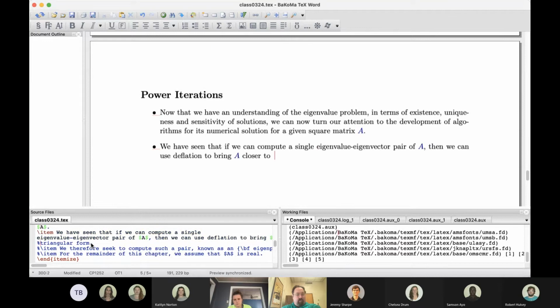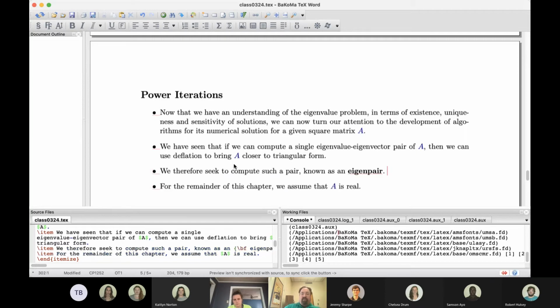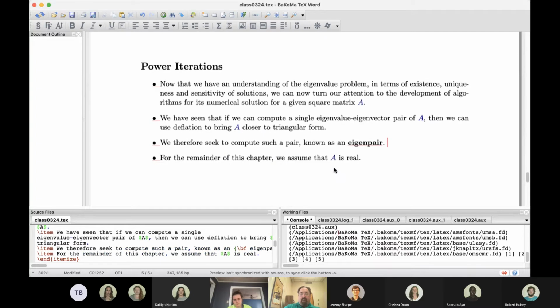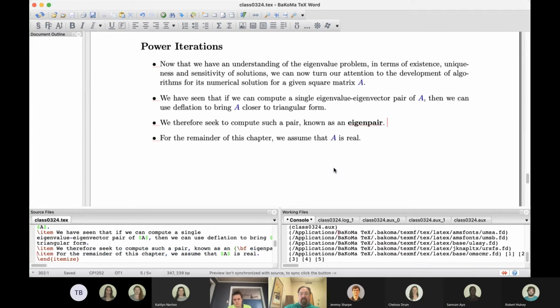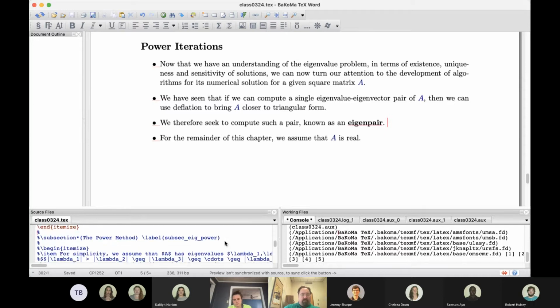Instead of trying to find all the eigenvalues and eigenvectors at once, which is our ultimate goal, what if we just try to find one eigenvalue and its eigenvector? Because we've already seen that if you are able to obtain one eigenvalue and its eigenvector, you can use deflation and start towards making a matrix upper triangular. So that helps. Let's try to find one eigenpair. And just to simplify things, we're going to assume that A is real.